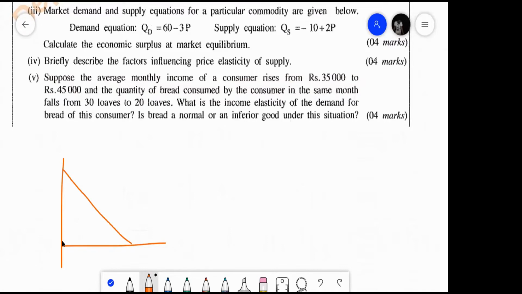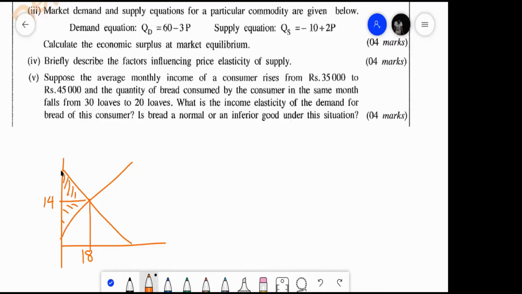Okay, so you have demand and you have supply. So the equilibrium price, how much do you all get? Price is 14. Quantity is 18. Now can you find economic surplus? This area is consumer surplus. This area is producer surplus.